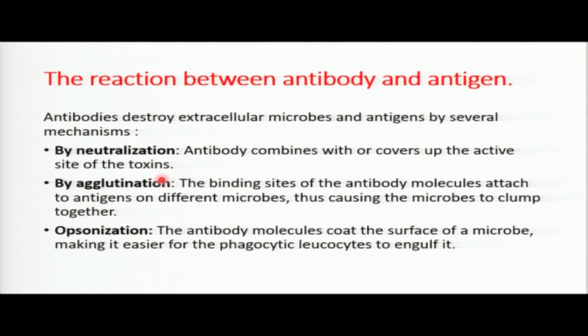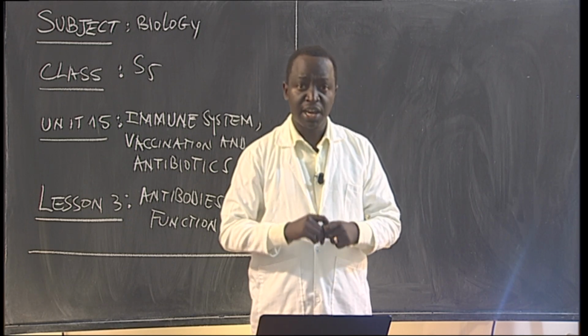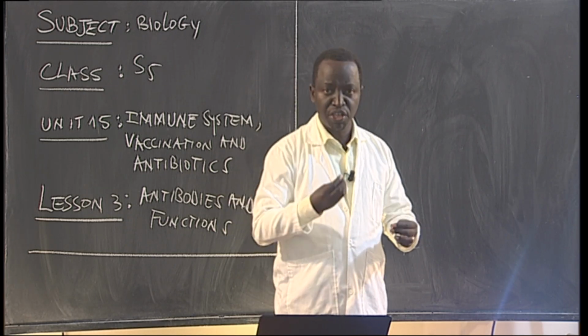Number two, it is about agglutination, where the binding sites of the antibody molecules attach to antigens on different microbes, thus causing microbes to do what? To clamp together. So they do clamp together. They are going now to be together, so that they can now be easily destroyed. This is what you call agglutination, which is going to be ensured by what? By antibodies.